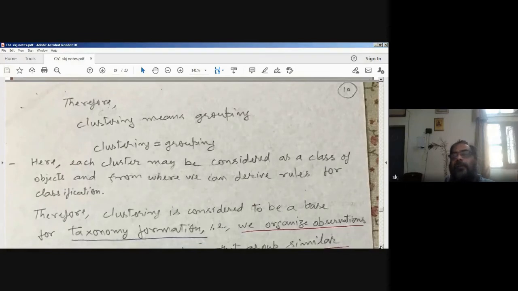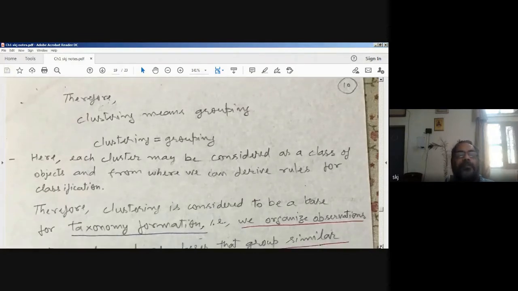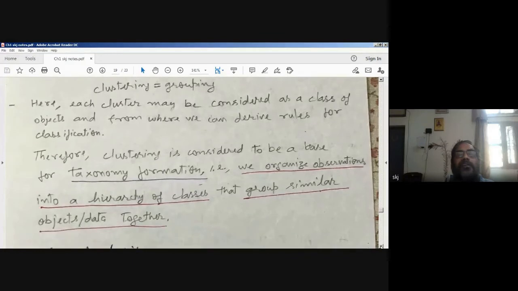Therefore, clustering means grouping. Simply, we are making groups. So here each cluster may be considered as a class of objects, from where we can derive rules for classification. Now, once we have made clusters, we can assign the names. And based on those labeled data, it is possible to develop a classification model.